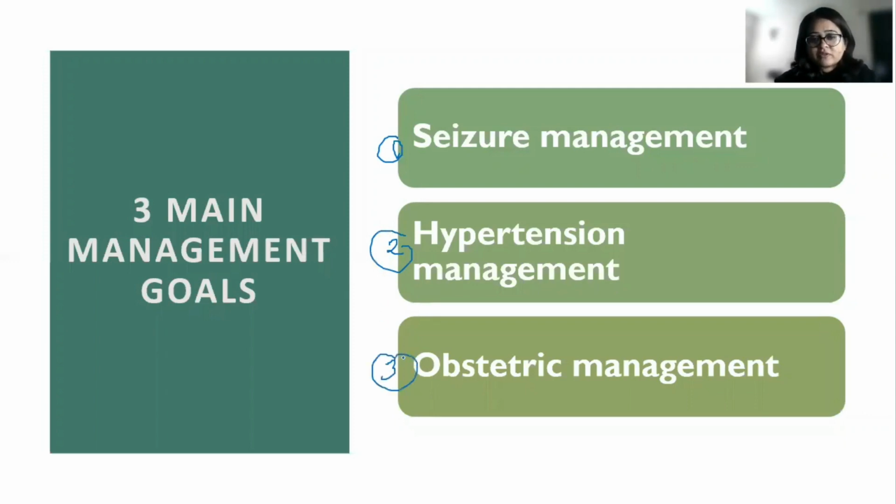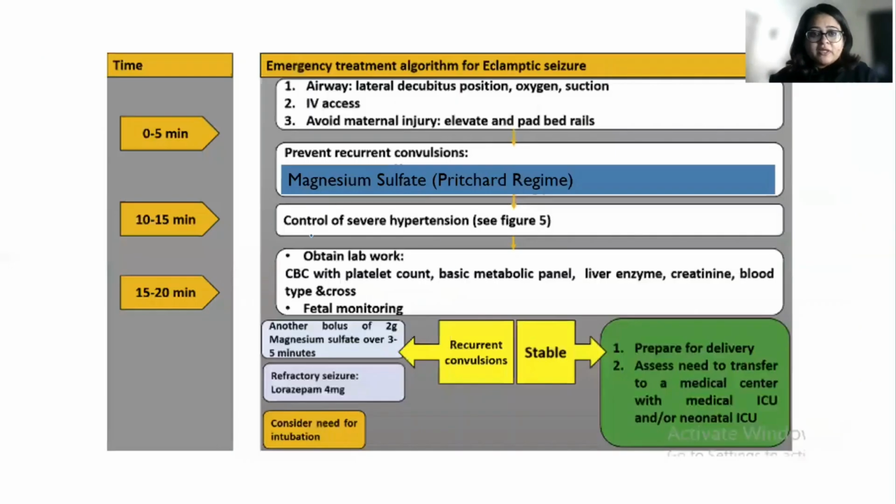And of course, the obstetric management, because we all know this rule: if a patient has preeclampsia or eclampsia, the final treatment is delivery of the mother. The physiology is the pregnancy itself. Once we deliver her, everything else should settle back to normal. So the three headings under which eclampsia is managed, I will repeat, are seizure management, hypertension management, and obstetric management.